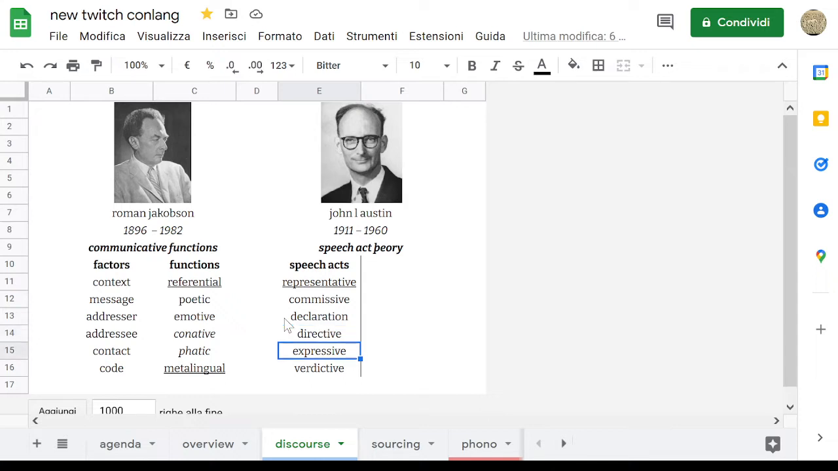Then we have expressive. And expressive is a bit like Jakobson's emotive, where expressive is basically expressing an emotional state. So it is a bit emotive, but you're expressing it with different language. So it could be something like an interjection, like emotives tend to be, or it could be offering condolences if someone has passed away or something bad has happened to someone.